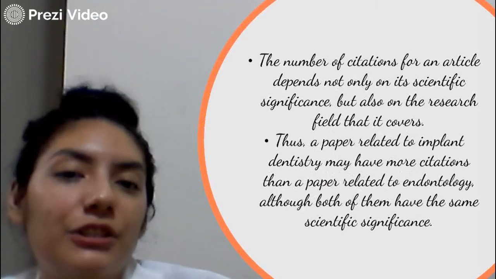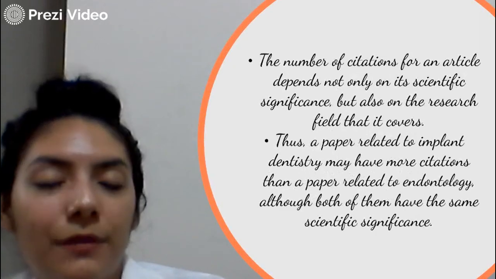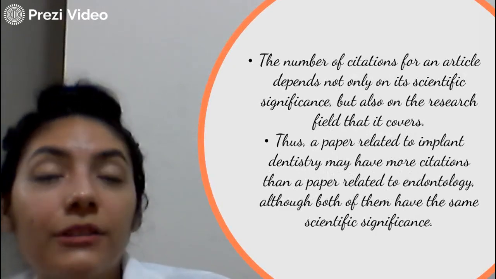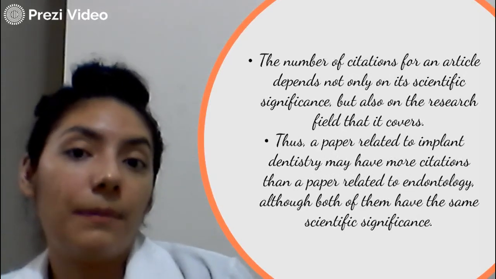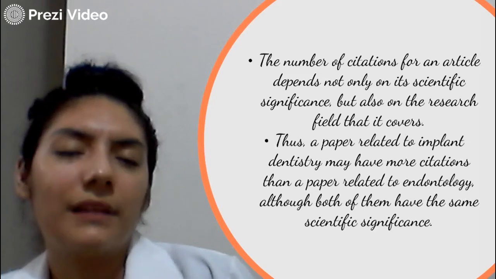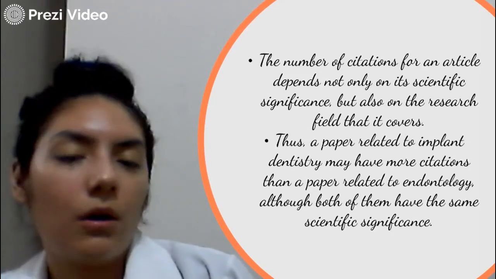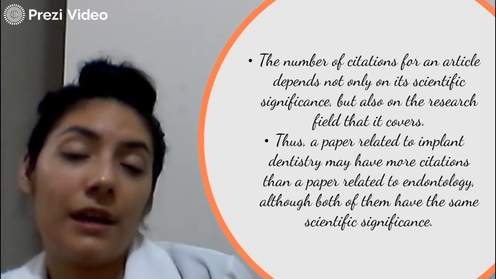the number of citations for an article depends not only on its scientific significance, but also on the research field that it covers. Thus, a paper related to implant dentistry may have more citations than a paper related to implantology, although both of them have the same scientific significance.